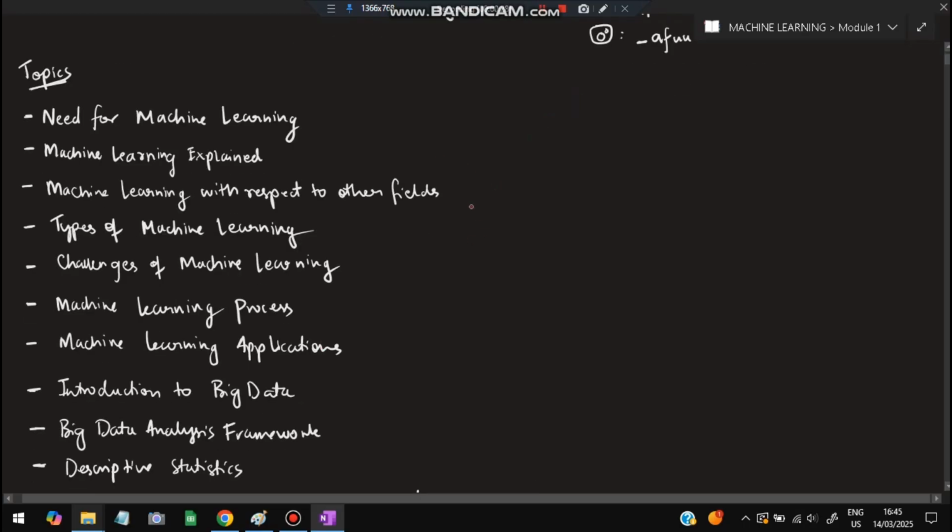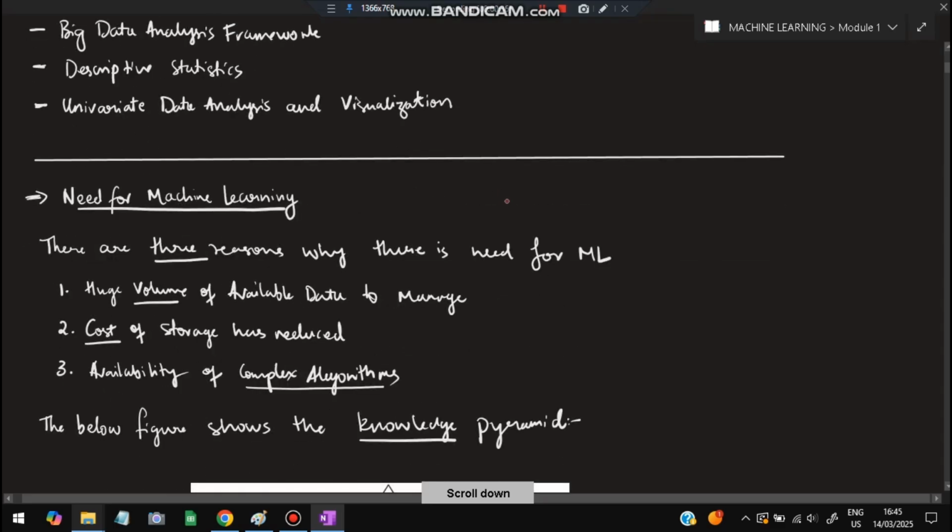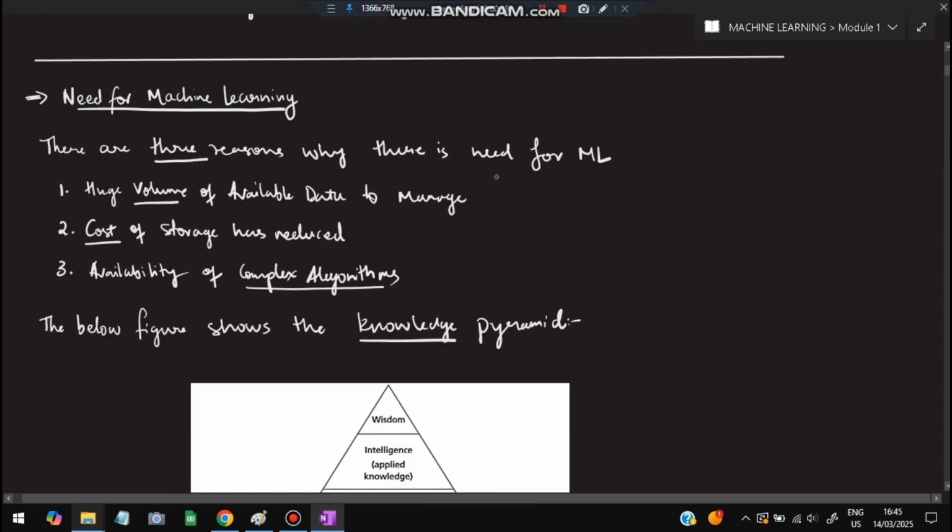These are the topics. Don't worry, these look like more, but you just need to know a few points from each of these so that you can get more marks. So the first topic is the need for machine learning. What is the need for machine learning? Why do we want machine learning?